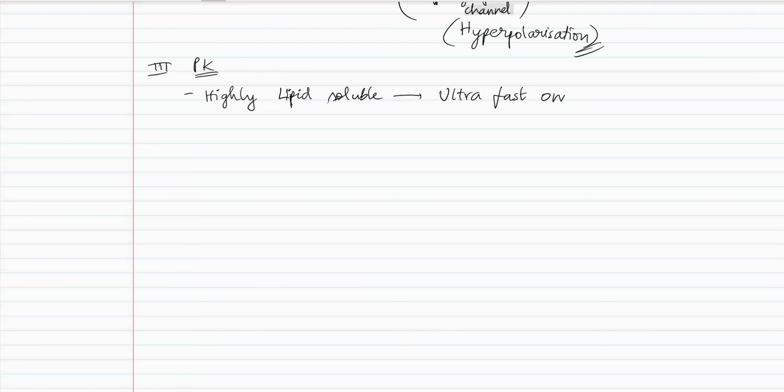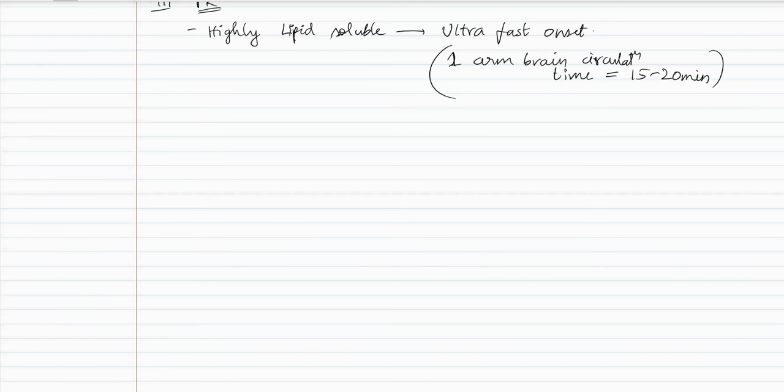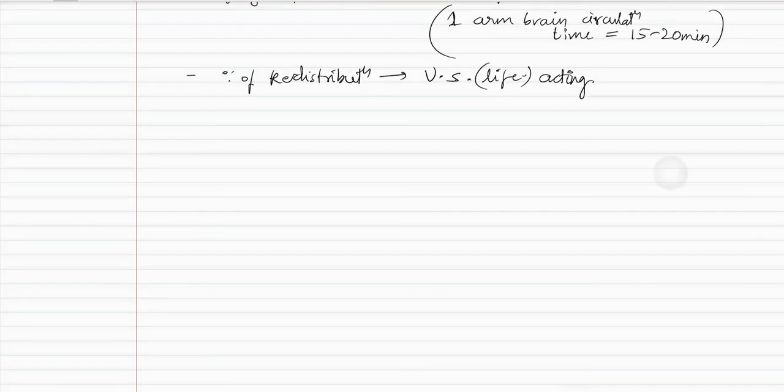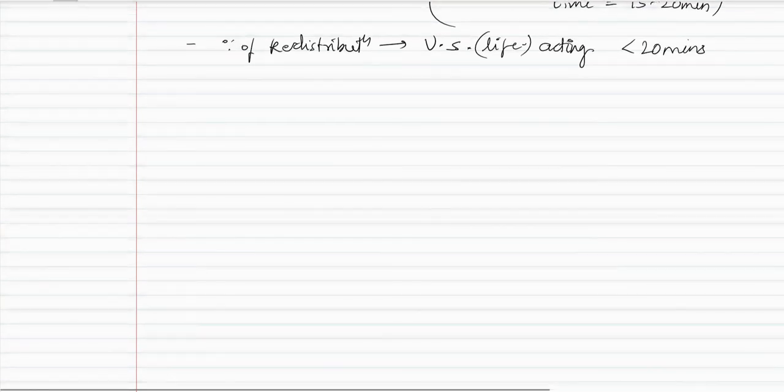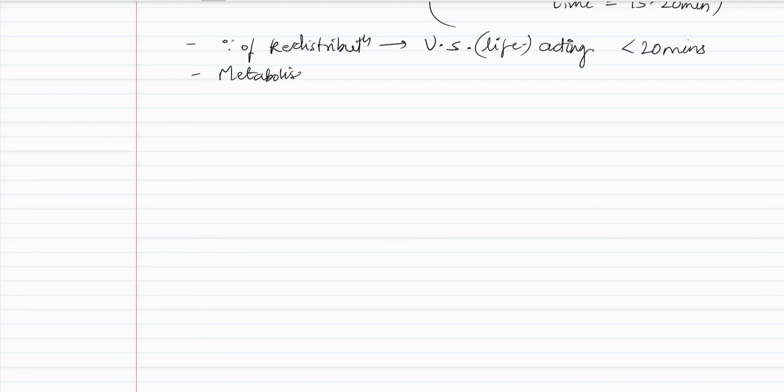Coming to the pharmacokinetics, this drug is a highly lipid soluble drug which has an ultra fast onset of action. It takes approximately one arm-brain circulation time to have its action, and it is also an ultra short acting drug because of its redistribution in the body. It is metabolized mainly by the liver.